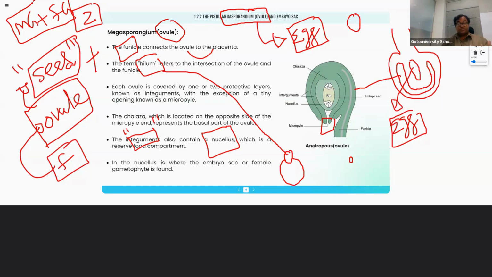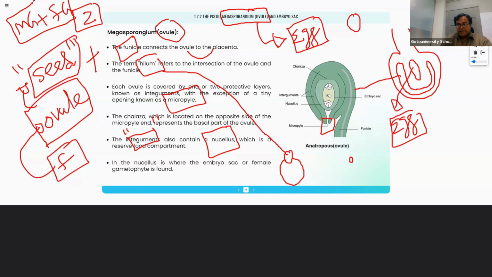Here, the teachers said hilum is nothing but an opening, every opening. Like this, you should not think. The word hilum I can use for the kidney, I can use for the ovule opening, but I can't use the word hilum for the male reproductive system. This word hilum is exclusively for the female reproductive system alone. Be very careful, right? So the micropyle is the opening. Here in this opening, the hilum we already narrated for you.